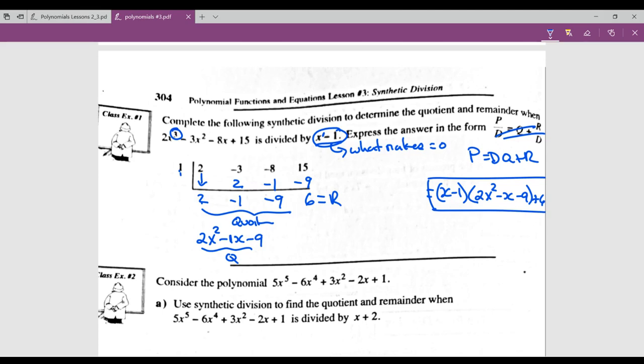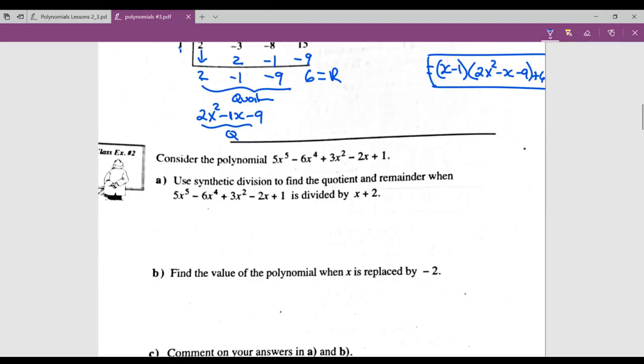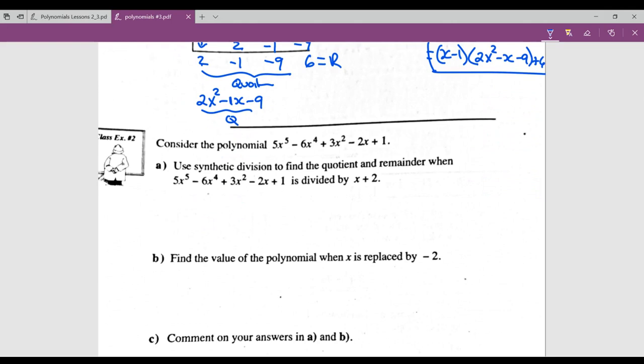All right, let's do another one. Now, we're going to divide 5x to the 5th minus 6x to the 4th plus 3x squared minus 2x plus 1 by x plus 2. Now, if you're going to do that with long division, it's going to take you about a page. But with synthetic, you can do it in a small space. So this is our divisor. What makes it 0?